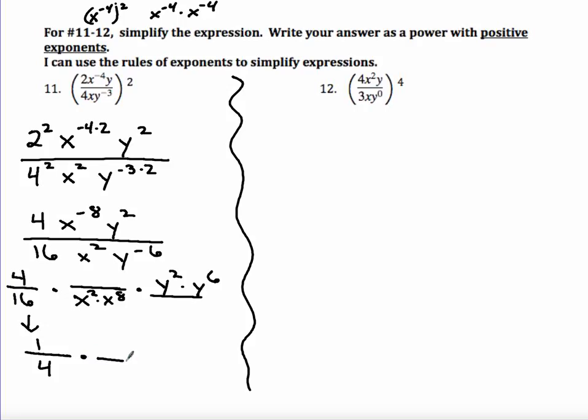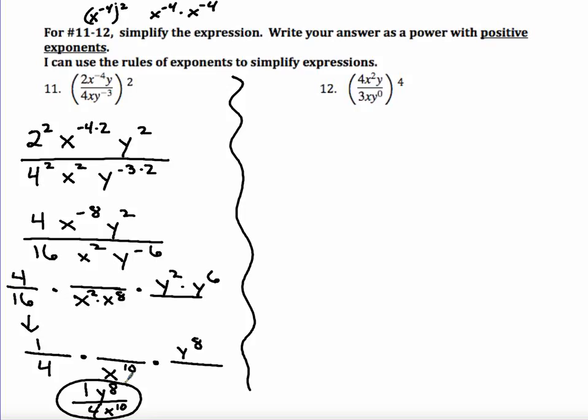times, in the denominator, x to the 10th power, because those are both x's and I'm going to add those exponents. And then for the y's in the top, I've got y to the 8th. So here is my total final answer, 1y to the 8th over 4x to the 10th.